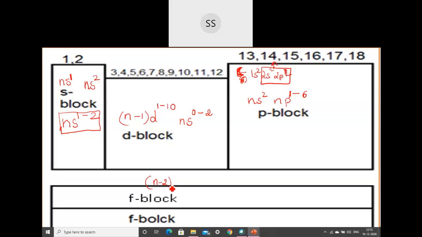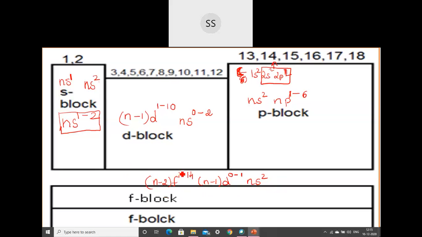And for f block element, it starts from n minus 2. F will be the inside orbital. So they are also called inner transition elements. So n minus 2, f 1 to 14. Maximum we can have is 1 to 14, and then n minus 1 d 0 to 1. And this will be ns2. You follow this electronic configuration itself because this is how it is given in your NCERT book.